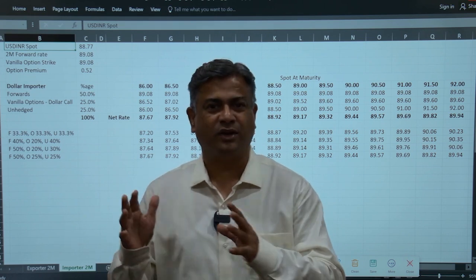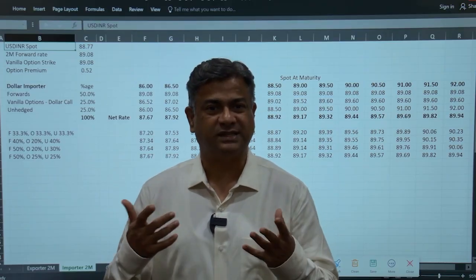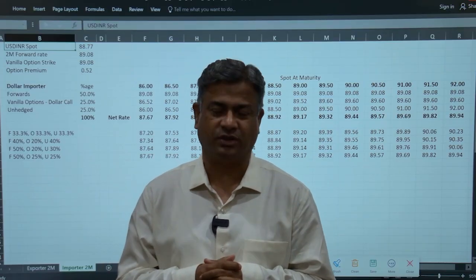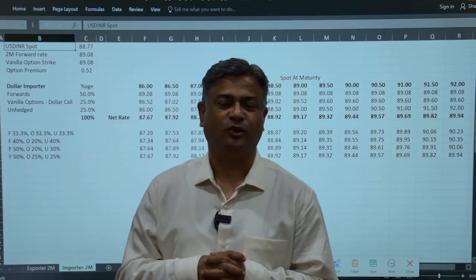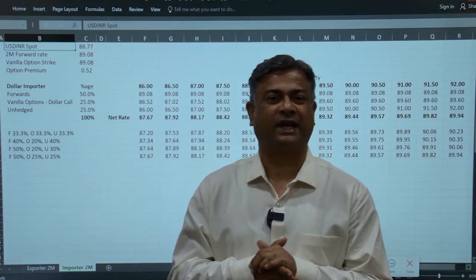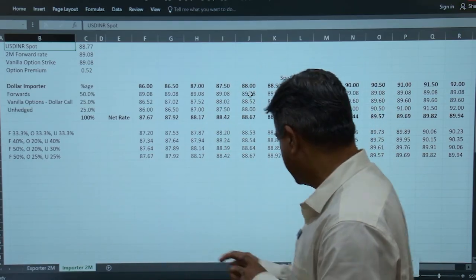So, in this kind of heightened geopolitical concern situation, when rupee is weak, how do I hedge for both dollar exporters as well as for dollar importers? Okay. So, I am going to take you case by case. First, let me explain for a dollar importer's case.